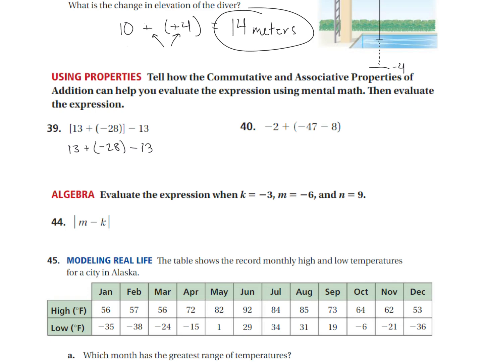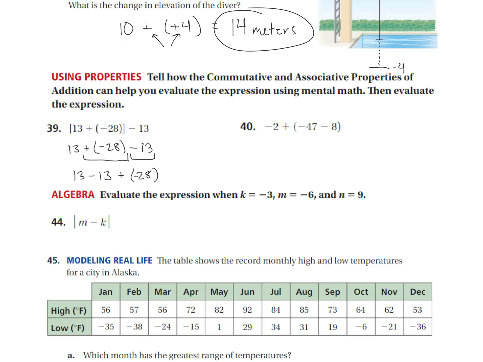From here, my commutative property says I can kind of flip around different things as I please as long as I keep the same sign. So I'm going to take this part and I'm going to switch it with this part right here to go 13 minus 13 plus negative 28.